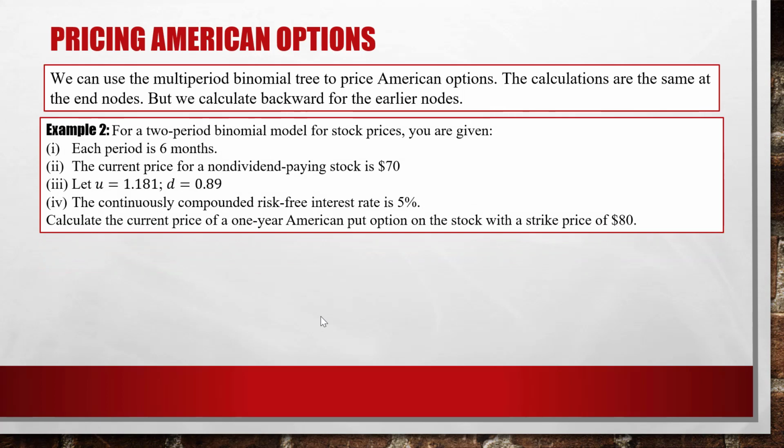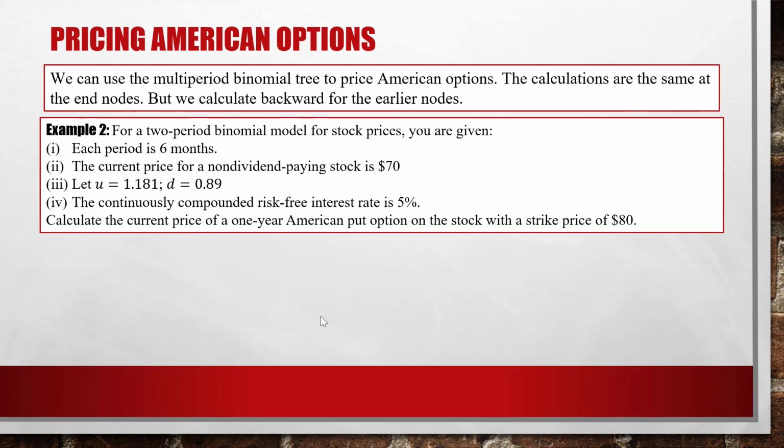For a 2-period binomial model for stock prices, you are given that each period is 6 months, which is half a year. The current price for a non-dividend paying stock is 70. Let U be 1.181 and D be 0.89. The continuously compounded risk-free interest rate is 5%. Calculate the current price of a 1-year American put option on the stock with a strike price of $80.